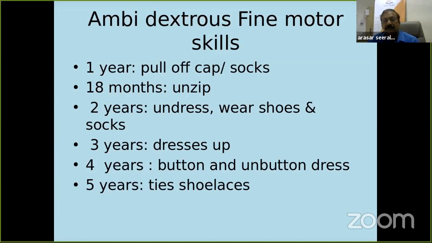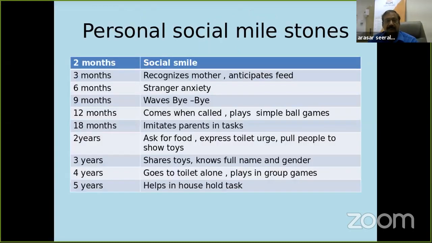And by 2 years, it must be able to undress and wear shoes and socks. At 3 years, it must dress up on its own. At 4 years, it must be able to put the buttons in the shirt or unbutton the dress. And at 5 years, it must have developed the skill of tying shoelaces.